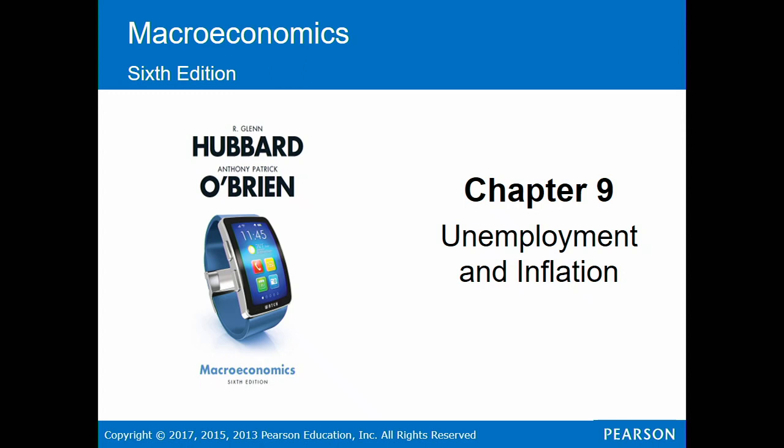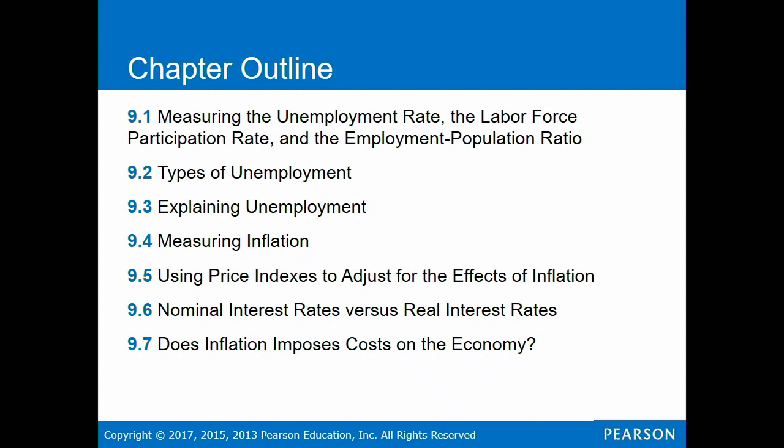All right, so now we'll begin chapter 9. We're going to look at unemployment and inflation. We should be able to get through this in the next class and a half, and then we can hit the review the second half of Wednesday's class. We'll start by looking at the unemployment rate, what some of these things are, what the unemployment rate is, labor force participation rate, things like that. Then we'll get into different types of unemployment, and then explain why we see unemployment. Then the second half of the chapter, we'll look at inflation. We'll measure it, we'll use it to see how we adjust for the effects of changes in the price level, and then we'll compare nominal and real rates.